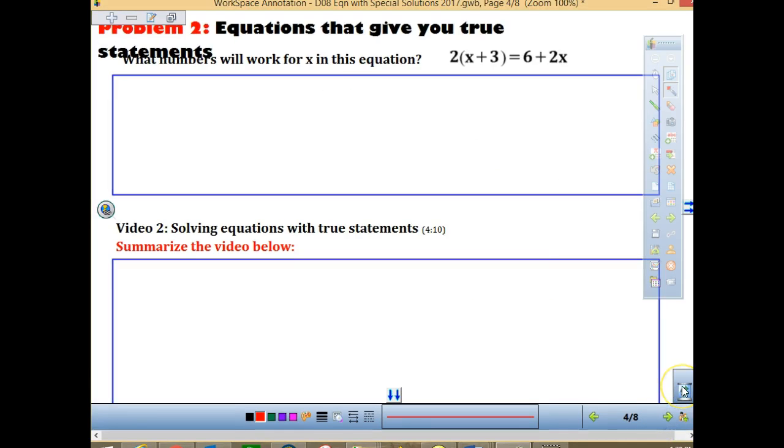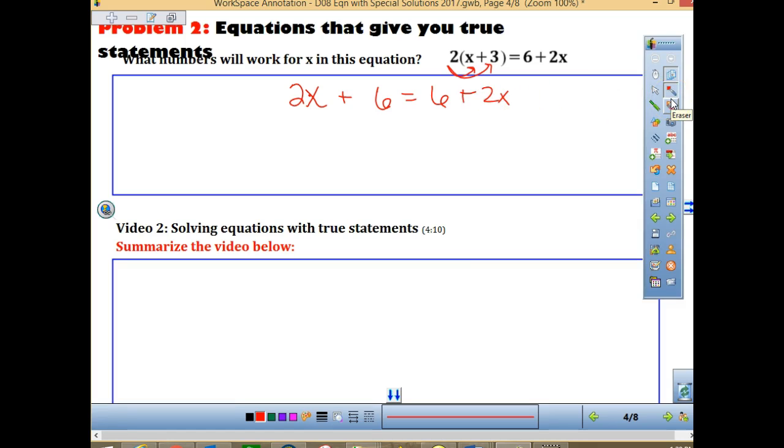If you turn to the top of the next page of your notes, we are going to start, Timothy, with using the distributive property here. So if we're using the distributive property, what would you tell me to write down? 2 times x, or 2x, plus 2 times 3, which gives us 6, and the other side of the equal sign was 6 plus 2x.